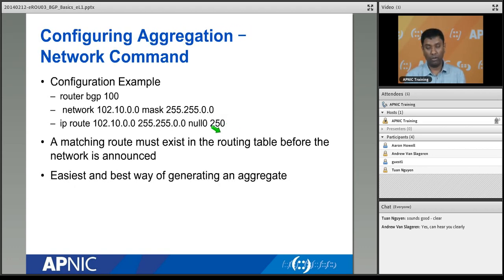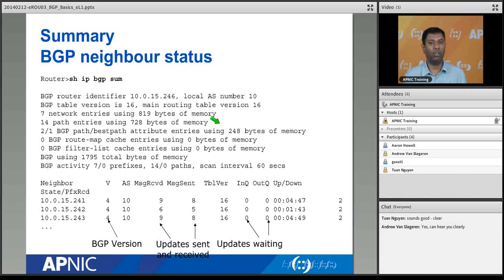If you don't want to use the full prefix on the serial 0, because you have more than one serial connected to different customers, then you can add it on the null 0 interface. Alright, and then afterward, when you configure it, if you use the command show ip bgp summary, you can see your BGP neighbors, version, AS number, messages received, messages sent, table number, in queue, out queue, and how long it has been up.